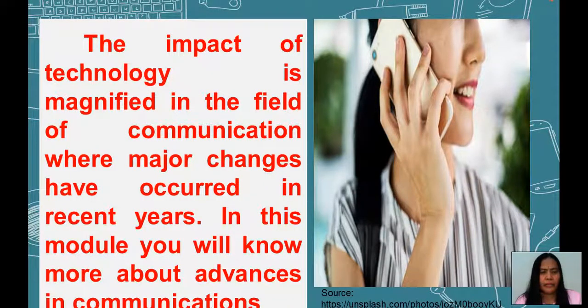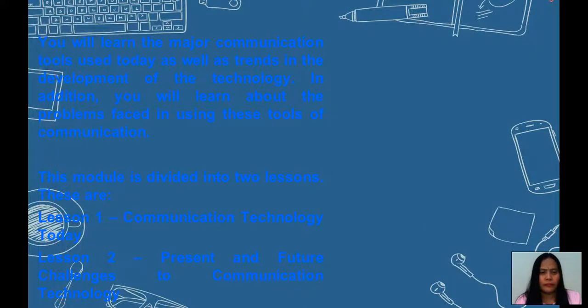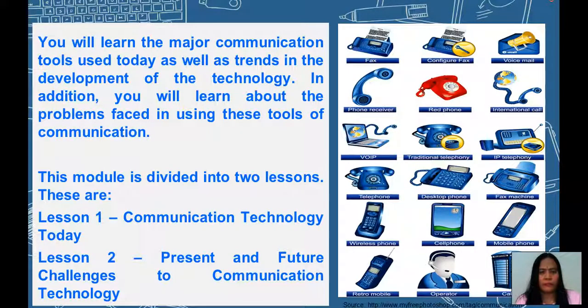The impact of technology is magnified in the field of communication where major changes have occurred in recent years. In this module, you will know more about advances in communication. You will learn the major communication tools used today as well as trends in the development of technology. In addition, you will learn about the problems faced in using these tools of communication.